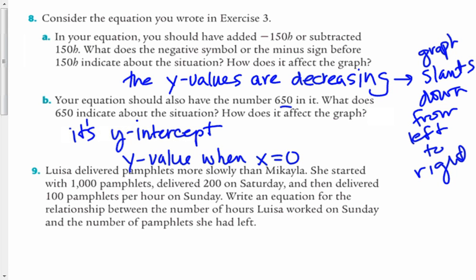All right. To finish this up, I'm going to let you think about your answer to number 9. I'd like you to have an answer prepared for tomorrow, and then we'll discuss that in class. All right. See you tomorrow.